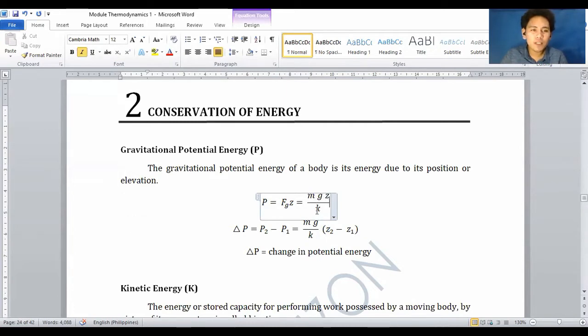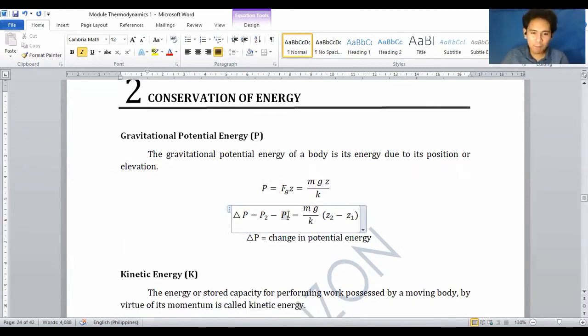the proportionality constant K, which, just like what we discussed in the last part of our module, is very important for us to determine the analysis of units. And this Z represents its height. So its mass, its gravity, and its height over the proportionality constant K is your potential energy. Now, the change in potential energy is delta P equal to P2 minus P1, your final potential energy minus your initial potential energy, or your final height minus your initial height.